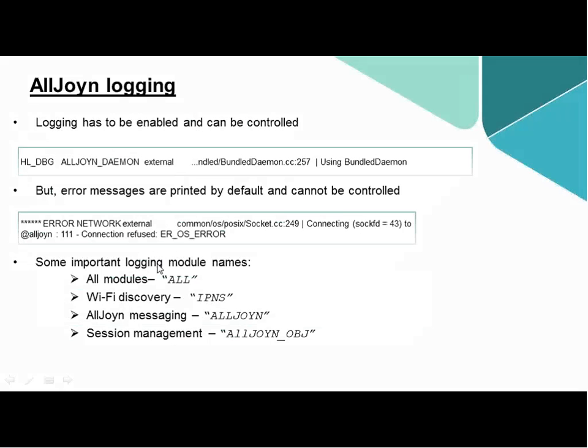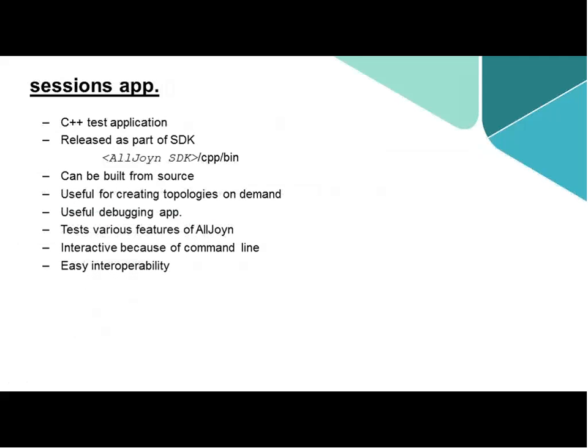Some important logging module names are the all macro, which we already saw. It will print out debug information from all the modules. If you are debugging something related to discovery, it should be IPNS, that stands for IP name service. If you are debugging something related to AllJoyn messaging, it should be AllJoyn. If it is something to do with sessions management, it should be AllJoyn_obj. If it is something to do with sessionless signal, like we saw in the code, it should be sessionless, and so on and so forth. And if you are not aware, you can always open up a file and see to which module it belongs if you want to have debugging from that particular module. That was about AllJoyn logging.